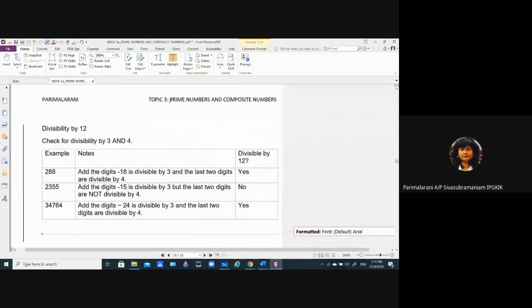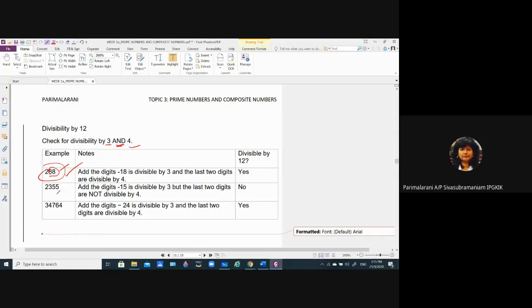Okay, then we have divisibility by 12. For 12, if the number can be divided by 3 and by 4, then it can be divided by 12. So how do we know it can divide by 3? We add all the digits together. The sum is 18. 18 can divide by 3. So this number can divide by 3. Can it divide by 4? We look at the last two digits. Can this divide by 4? Yes. Therefore, this whole number can divide by 12.